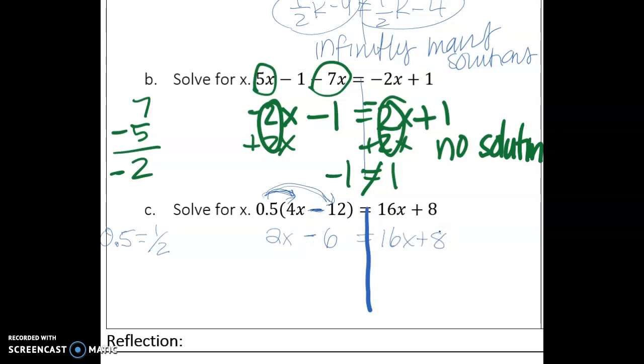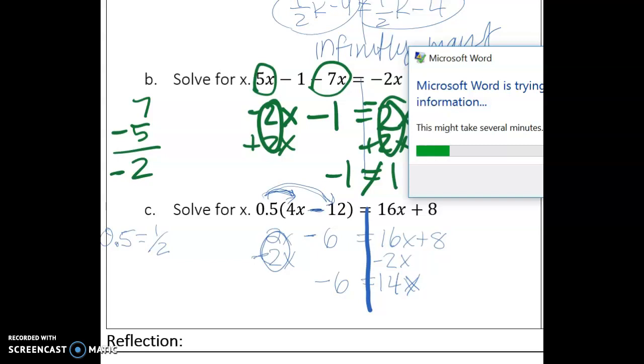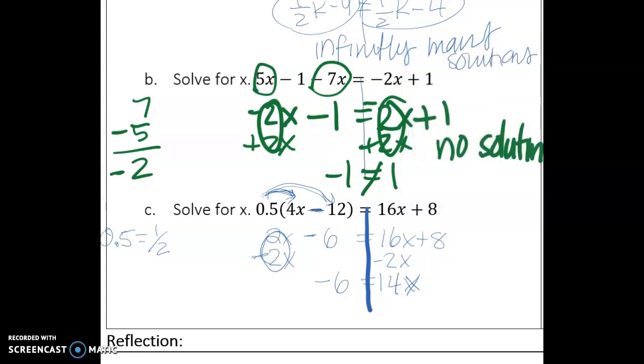Nothing happened to that. I'm going to subtract the 2x from each side because my variables were on both sides, and 2x was my smaller variable term. So it's zeroed out from there, so I'm just left with negative 6 over here, and I'm left with 14x plus 8 over here. So now let's get rid of this 8. So I'm subtracting 8 from each side, and I'm left with negative 14 equals a positive 14x.